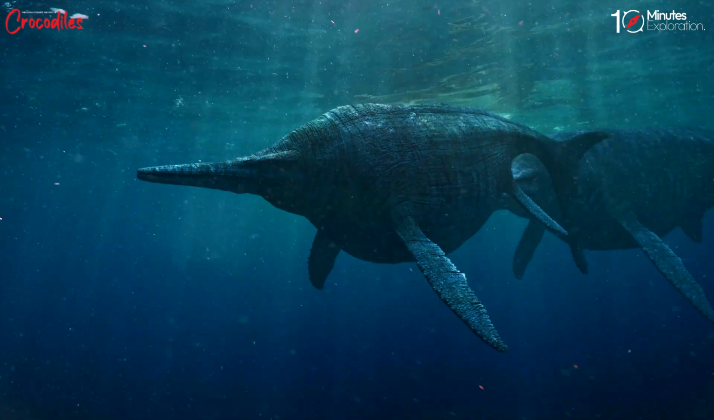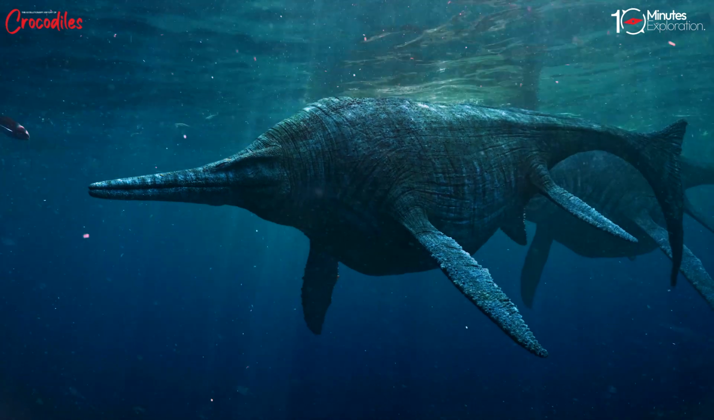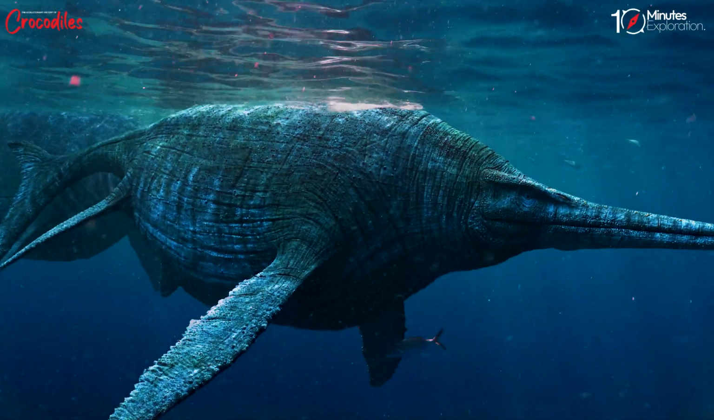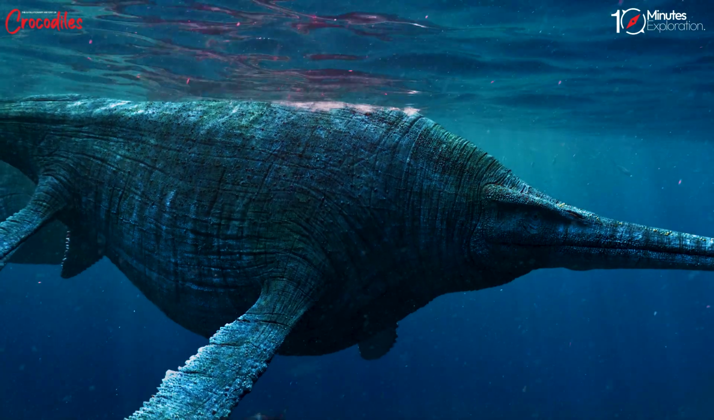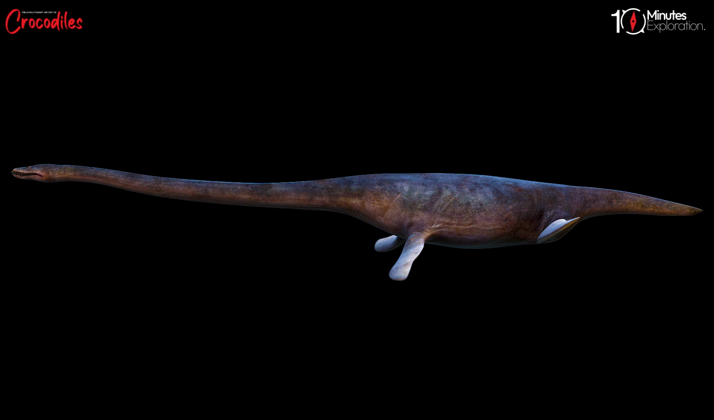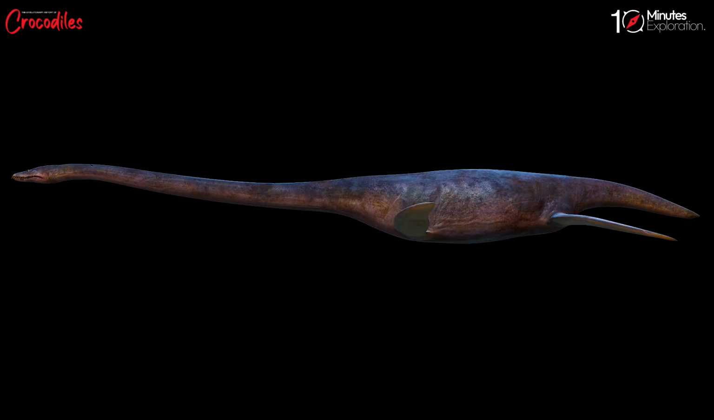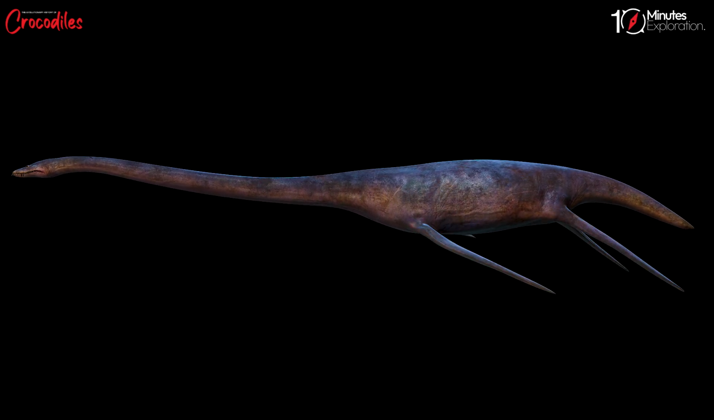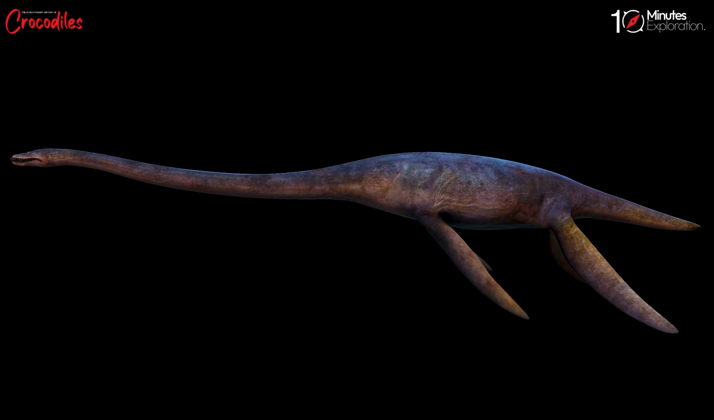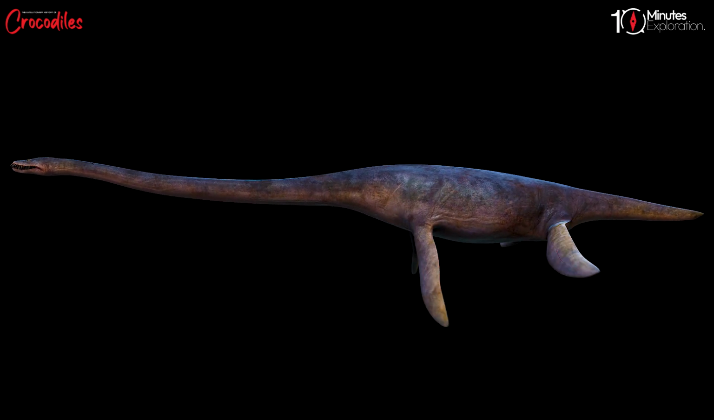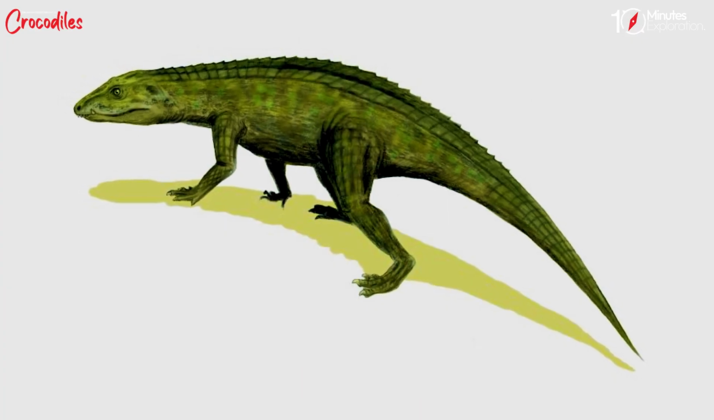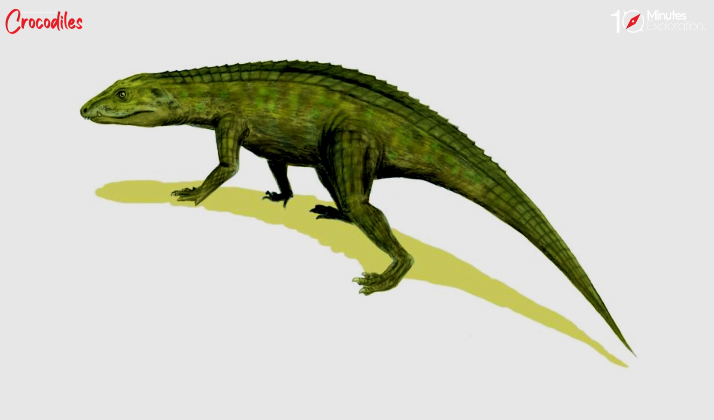Thalattosuchia were marine crocodilians that had paddle-like limbs and nostrils on top of their snouts. They swam in the oceans and preyed on fish and other marine animals. They also had salt glands in their tongues that helped them excrete excess salt from their bodies. Some of them grew very large, such as Dacosaurus, which was about 5 meters long and had a massive skull with serrated teeth.